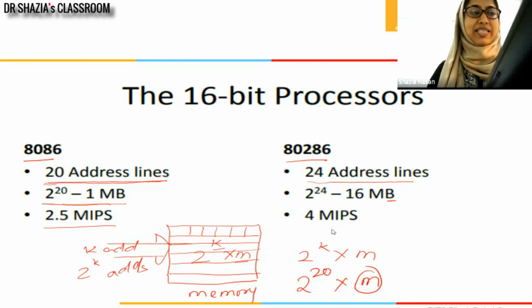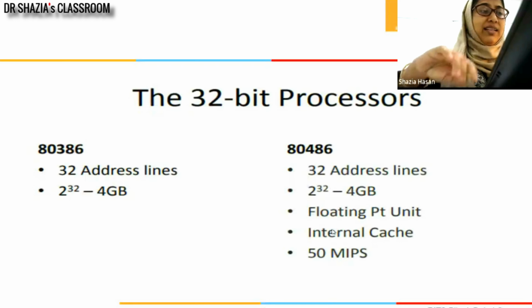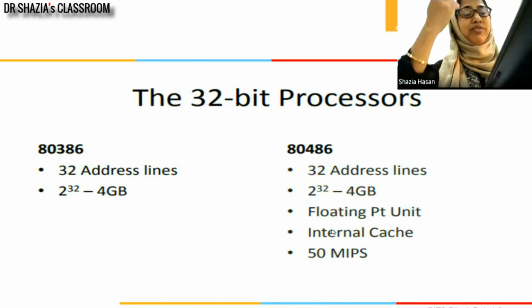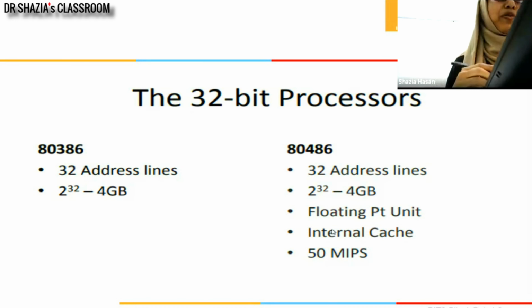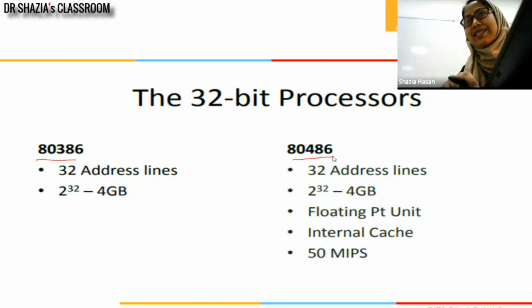But both are 16-bit processors. The second, which I told we will be discussing a little bit, is your 32-bit processor family. Under the 32-bit processor family, we have 80386 and 80486. 80386, if you see, has 32 address lines.